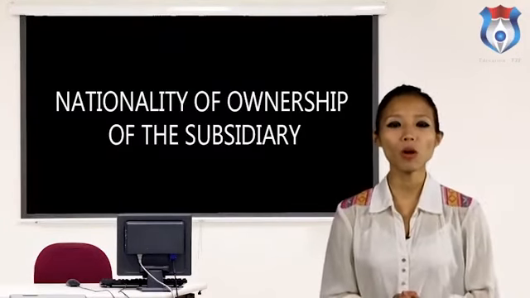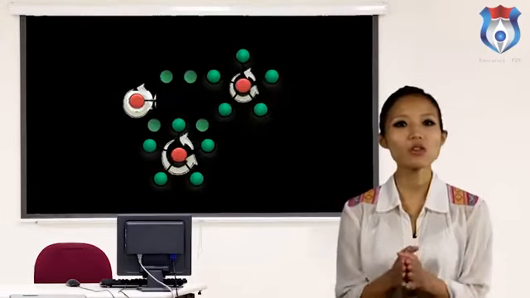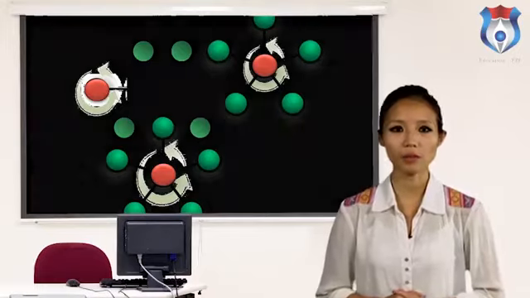Nationality of ownership of the subsidiary. U.S. firms tend to exercise greater centralized control over labor relations than do British or other European firms.